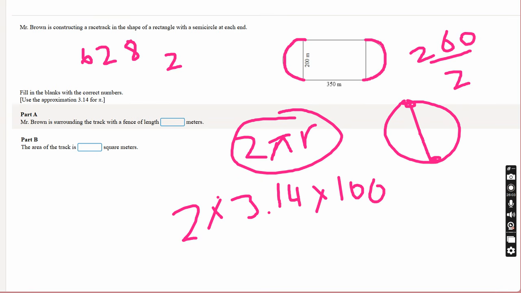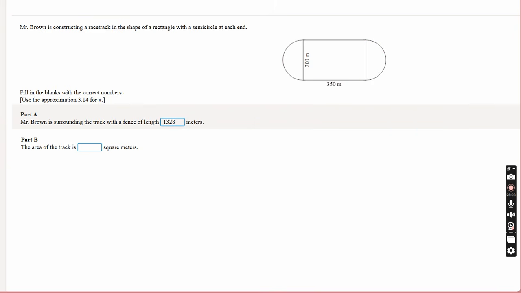What's left behind? 350. So let's change the color. 350 here and 350 here. So these are the outlines that are left. So then we will be adding the fence over all of it, the pink and the yellow part. So 350 and 350, that will be 700 in total. 628 plus 700. What is that? 1328. So you'll be putting the fence. This is the meters that you're putting the fence around. 1328. Now remember that they have not changed the units. It just stays meter. So don't worry about that.